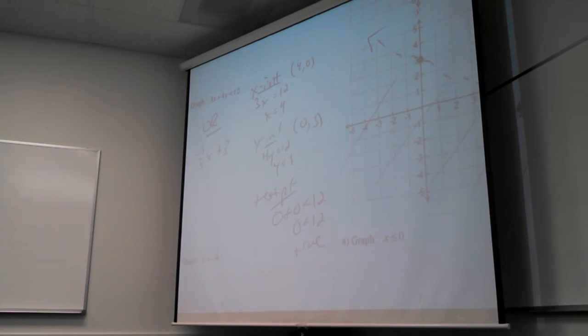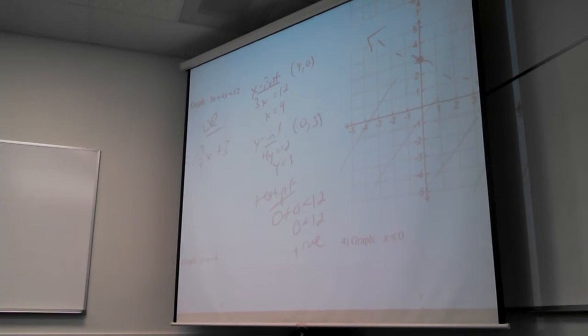How do I solve a system of equations? What do I do to solve it? How do I solve it graphically? A system of equations: x plus y equals 7, x minus y equals 2. What do I do with those? Yeah, I graph them, and then I find where they meet, right?